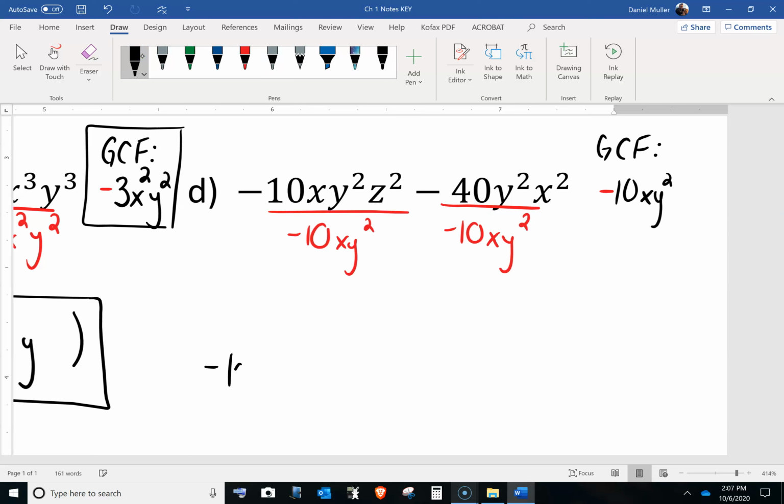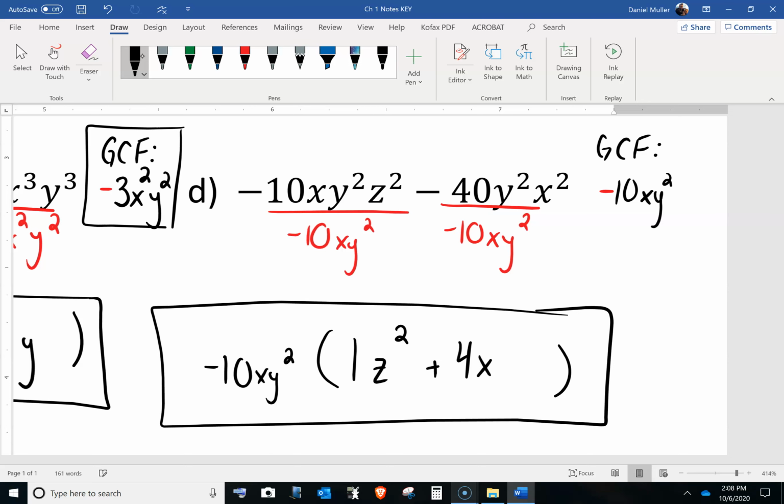So I start by writing that up front, negative 10 xy squared, and then I can write what I have left over. So that'll be 10. So negative 10 over negative 10 is just a 1. 1x and 1x cancel out. y squared, those also cancel out, so I'm just left with a z squared. And negative 40 divided by negative 10 is positive 4. 2 x's on top, 1 x on bottom, so it leaves me just an x on top. y squared on top, y squared on bottom, those will just cancel out. So this is my final answer. I've taken out the greatest common factor.